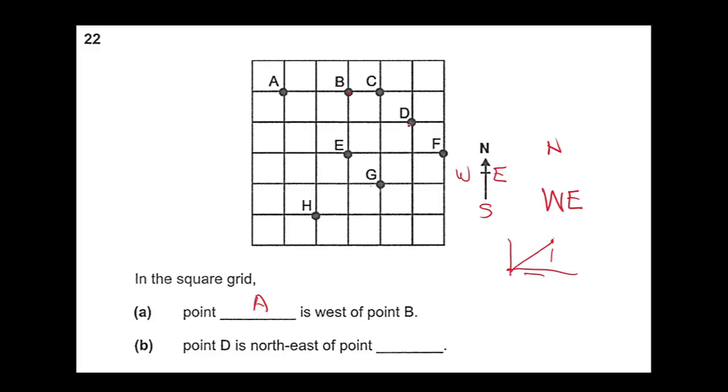Let's look. For E, you'll be 1 down, 2 to the left. They are not the same length, so it's not correct. For point G, 2 down and 1 to the left, so it's also not correct. For point H, it is 1, 2, 3 and 1, 2, 3, so 3, 3. It's correct. So point D is the northeast of point H. If you stand at point H and look, this is your northeast.